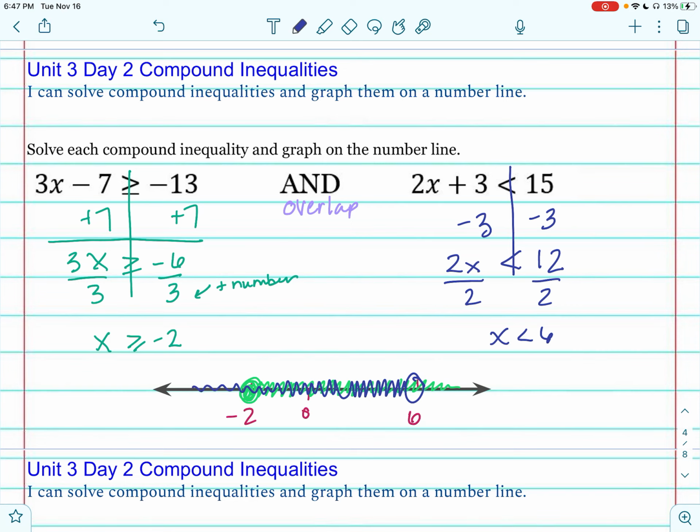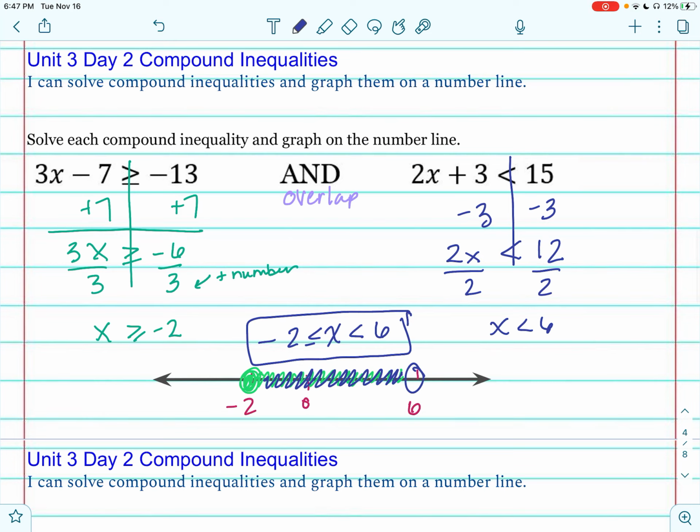But because I want and, I only care about the overlap. So what does my overlap look like? My overlap looks like just this chunk in here. So my answer with x in the middle: x is less than 6 because I have an open circle, and it is greater than or equal to -2. That's how I would write this compound statement. It is an and. When I write an and statement, they always face open to the right.